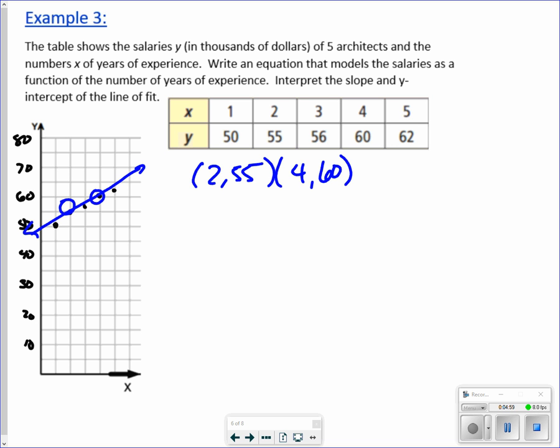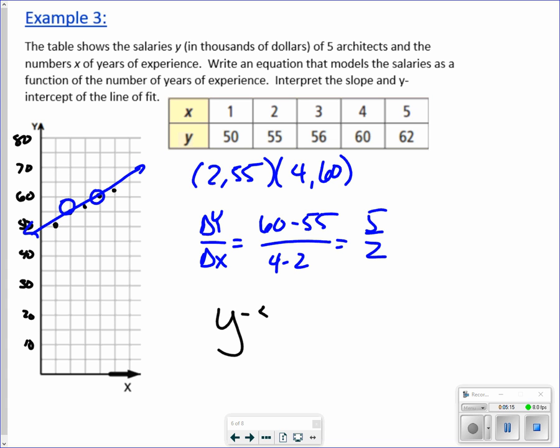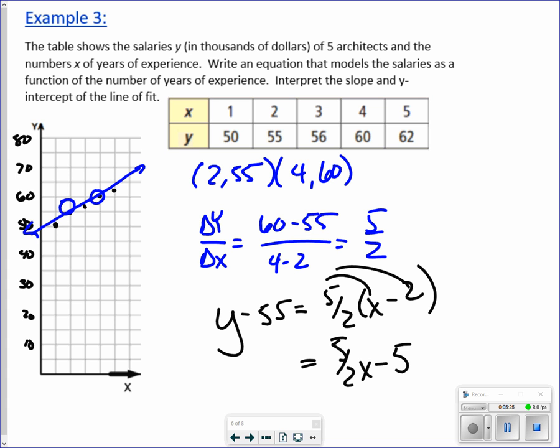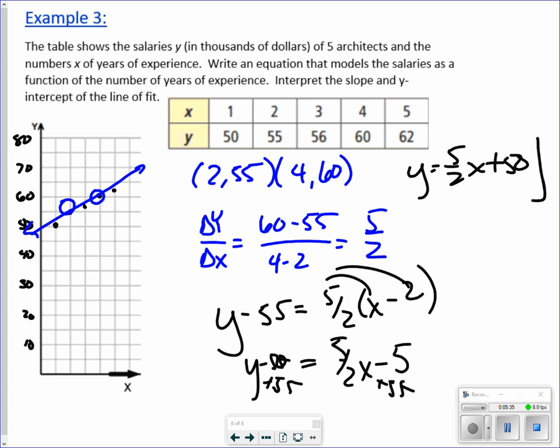Now, write an equation. First, we need to find slope. It's the change in y over the change in x, meaning I take the y values and subtract, I take the x values and subtract, and that would give me my slope. Then, pick a point that you're going to use. So let's say I used the (2, 55). Distribute the slope. And then add. So I get an equation of y equals 5 halves x plus 50.